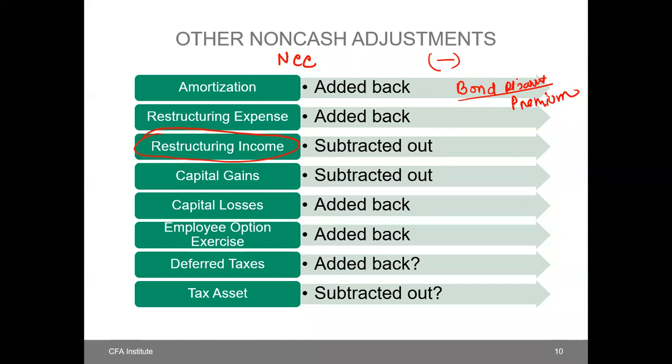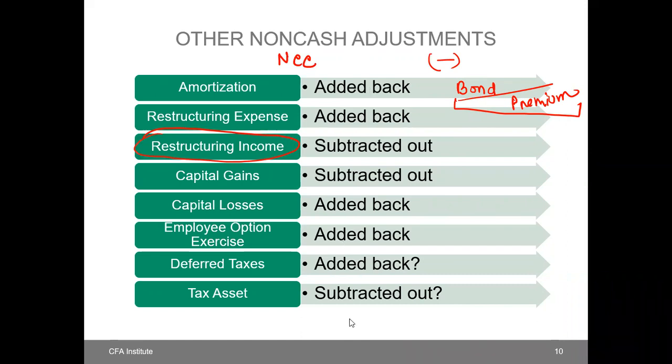Now, the opposite one, the bond premium. You have issued the bond at a premium. Now you want to amortize it. In that case, is it a non-cash expense or a non-cash receipt? Amortization of bond premium is a non-cash receipt. In that case, what do we have to do? In the adjustment, do we subtract or add back? The answer is we have to subtract.